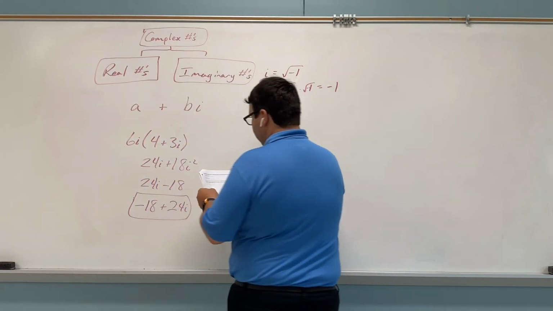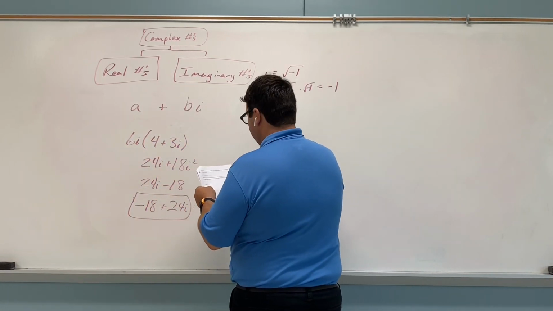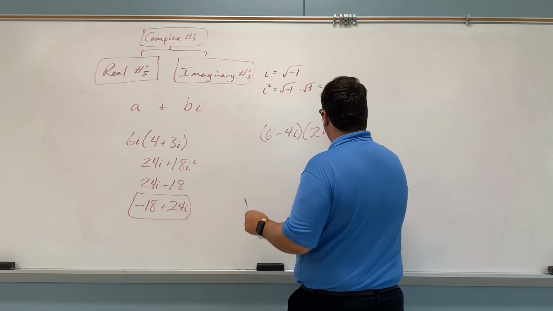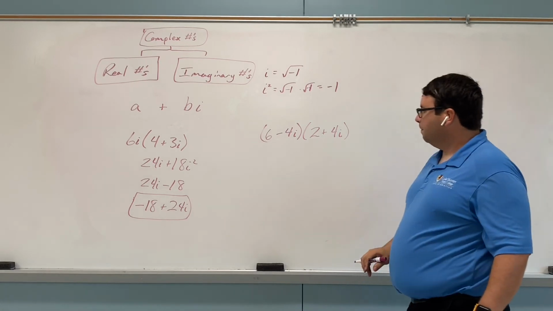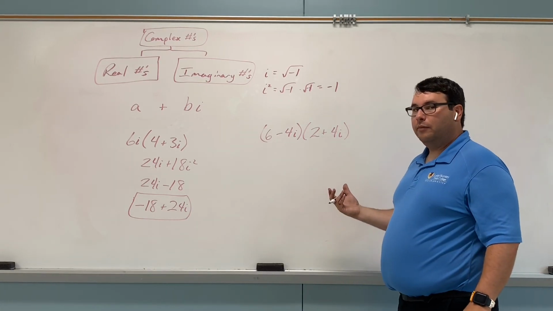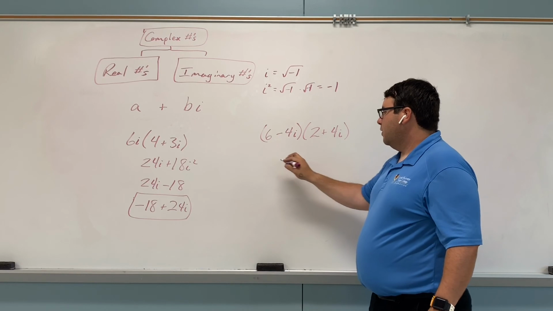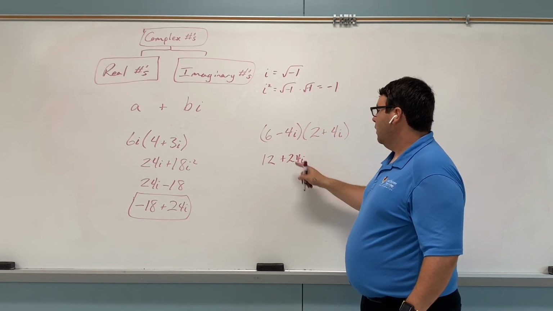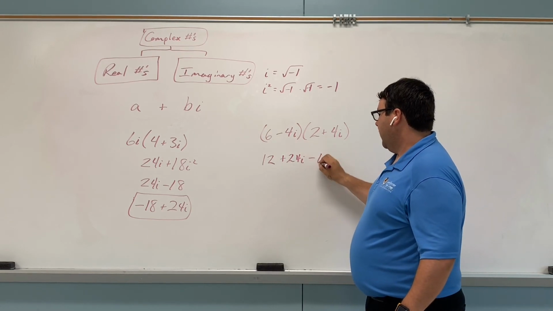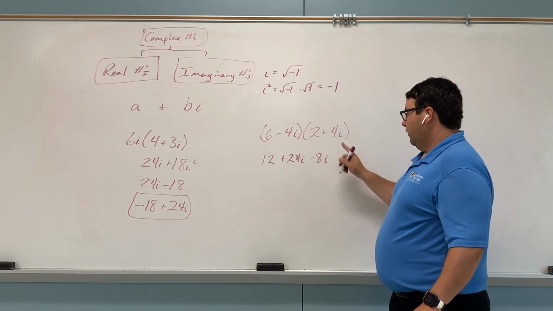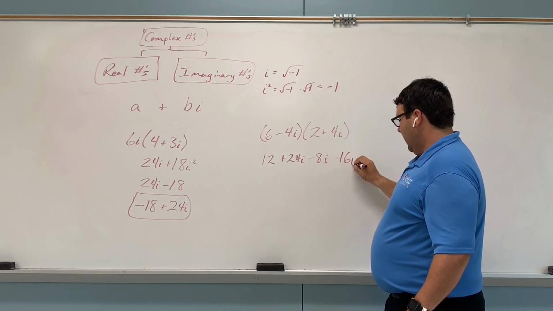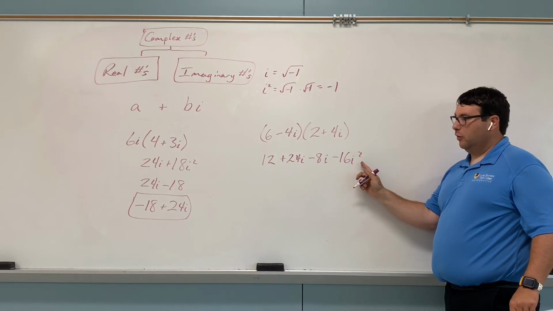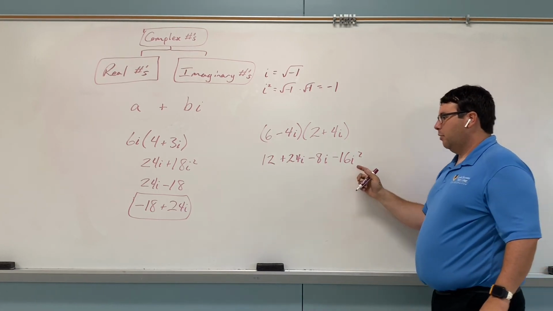Let's try another. Let's do some binomial operation with it. Let's say I have 6 minus 4i, and I'm multiplying against 2 plus 4i like so. You can still use FOIL. It still works. So 6 times 2, you get 12. 6 times 4i, you get 24i. Negative 4 times 2 is going to be a negative 8i. Negative 4 times positive 4 is going to be a negative 16i squared. Remember, this i squared is a real term. It's negative 1, so that's like plus 16 at the end.